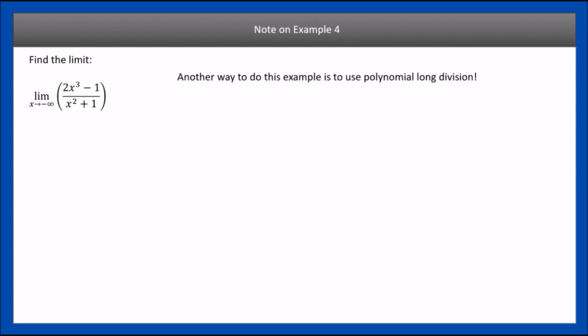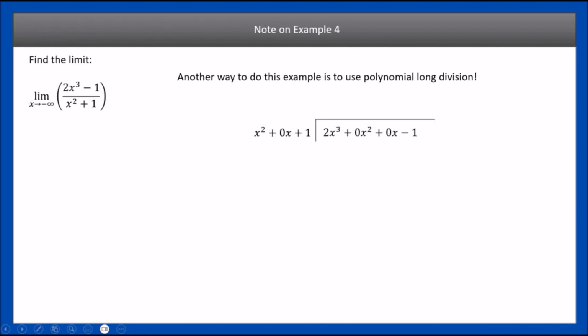All right, so I'll note on example 4. So as I mentioned earlier, this actually has an asymptote, but it doesn't have a horizontal asymptote. It has what we call an oblique or slant asymptote. So another way to do this example is to use good old polynomial long division. If you remember polynomial long division, well, it's a very useful way to simplify rational expressions, right? If you don't remember, we're gonna run through the division process here. So again, the numerator is the dividend, the denominator is the divisor.